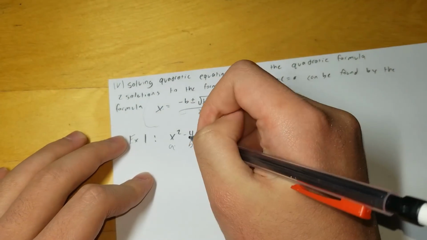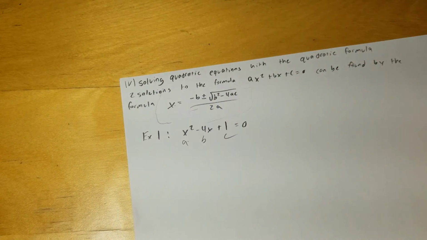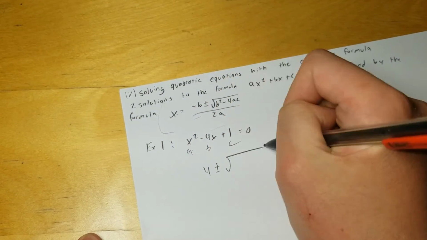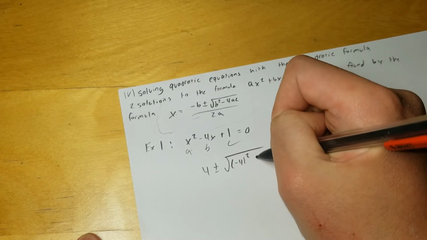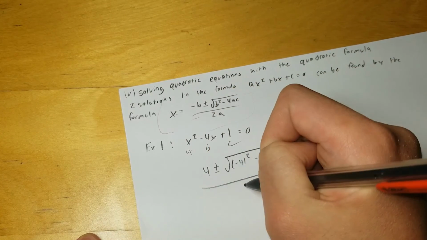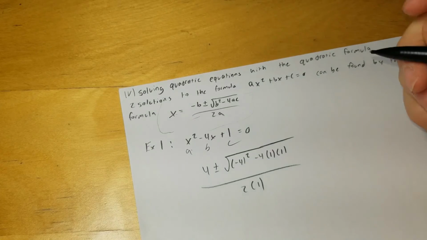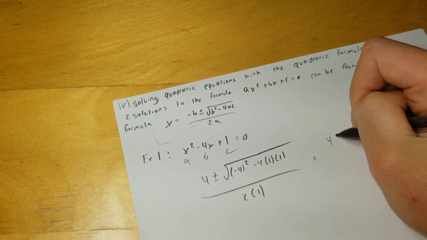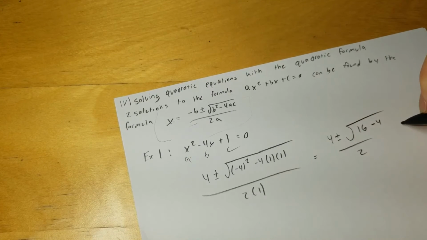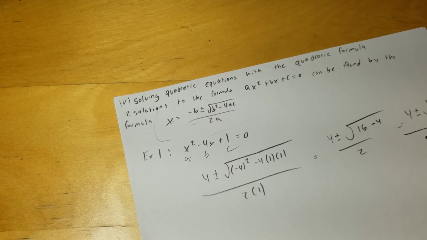What you have to do is -b, so -4, plus or minus the square root of -4 squared minus 4 times 1 times 1, and you set that all over 2 times 1. Okay, so solving this out, 4 plus or minus the square root of 16 minus 4, over 2, which equals 4 plus or minus the square root of 12, over 2.